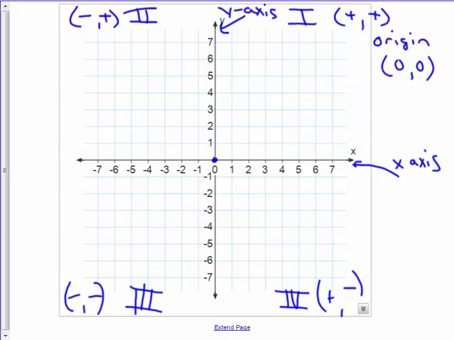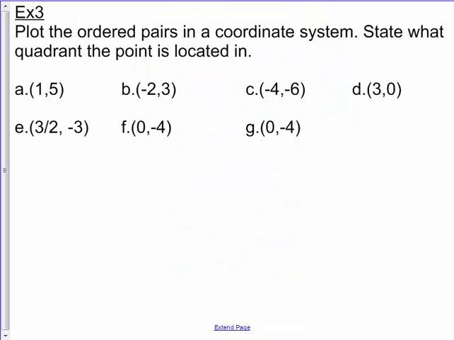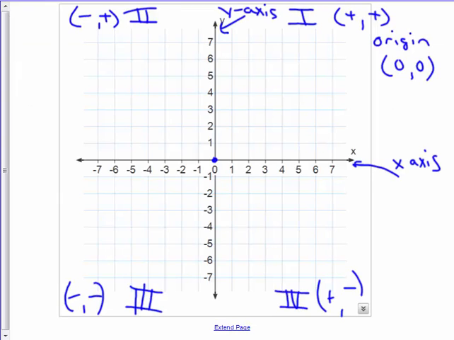So at this point now I'm going to take and plot these points. Take a second, copy them down. So remember, with plotting points here, I start with 1 and 5. The 1 is the x, the 5 is the y. So starting at 0, 0, I'm going to go 1 to the right, 1 in the x direction, and I'm going to go 5 up. So 2, 3, 4, 5. So I get up to 5. That is my A point.